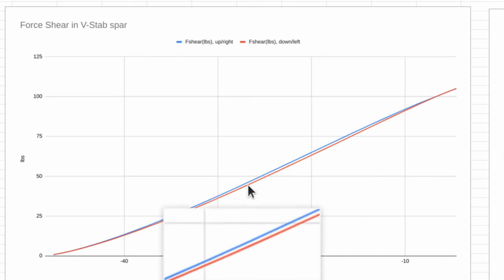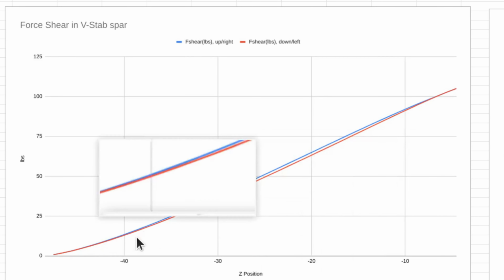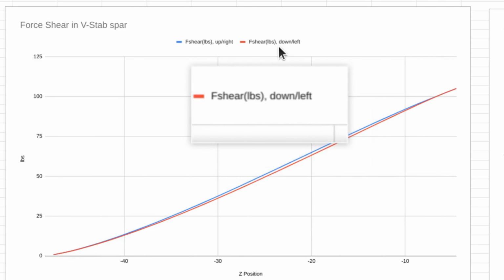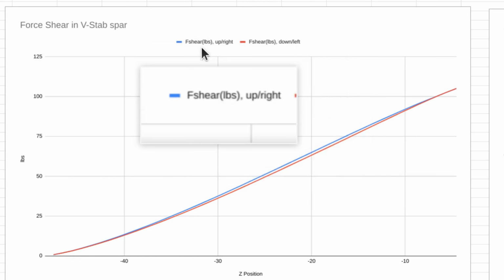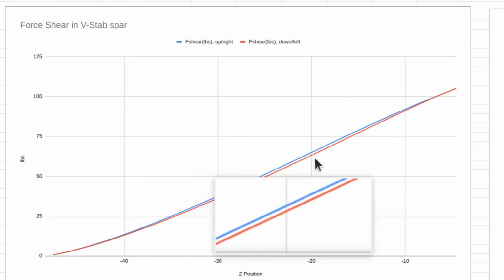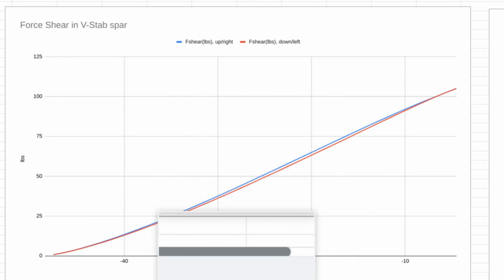And as you can see, there's not much difference on the shear force as we're traversing from the tip to the root, whether you're pitched down or left yawed, or whether you are pitched up, which is right yawed. And of course, that's normalized. Both the left and the right have been normalized to 105 pounds load. And the last chart we have to look at.